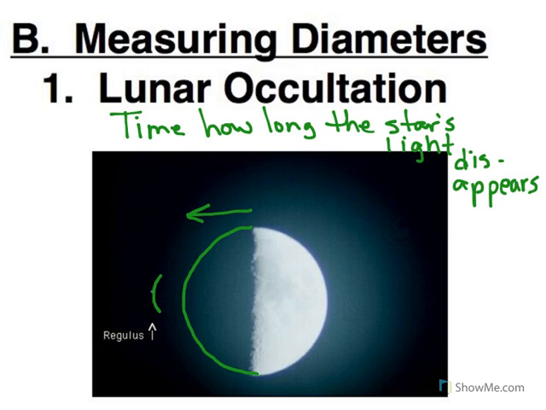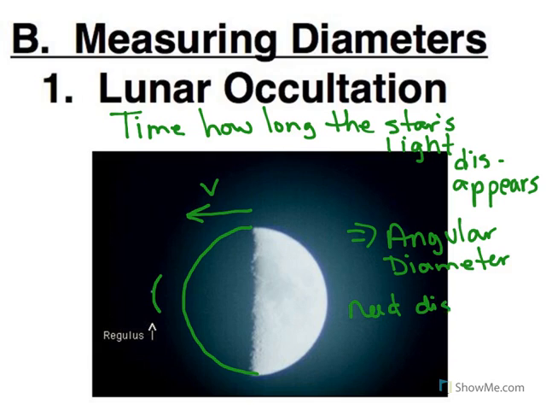Because it's not going to blink out instantly. It will take a fraction of a second, but it is measurable. And so using our knowledge of how fast the moon is moving, we can get an angular diameter of the star. So that tells us how big of an angle it covers in the sky, but it doesn't tell us that number in kilometers. We would need to know the distance to get the true size.